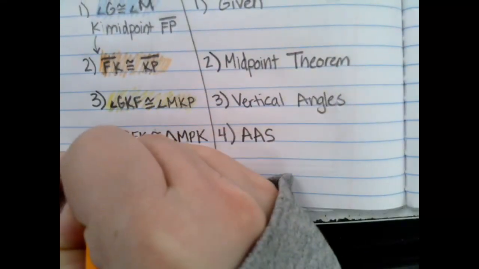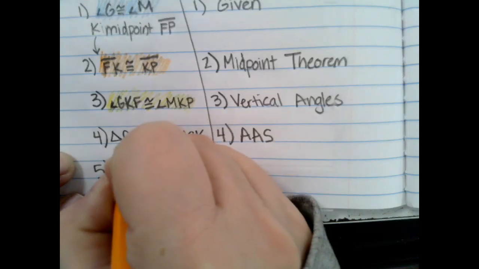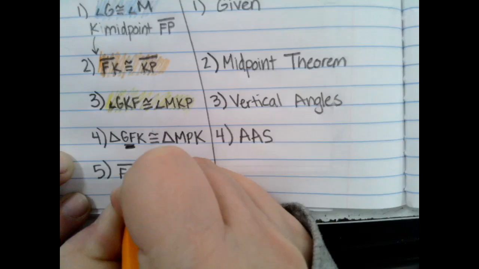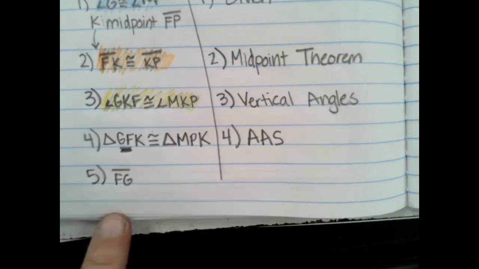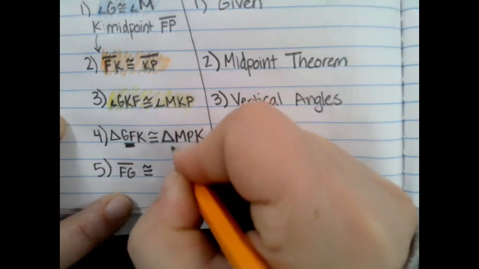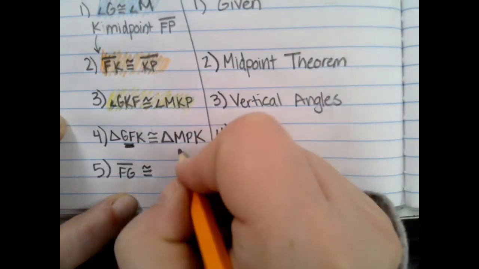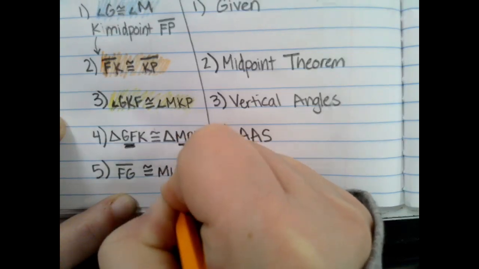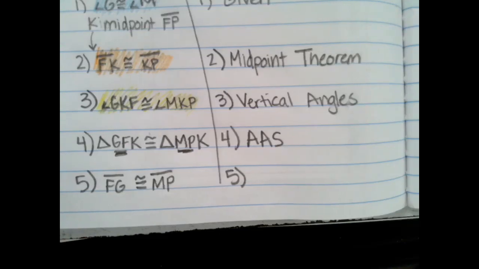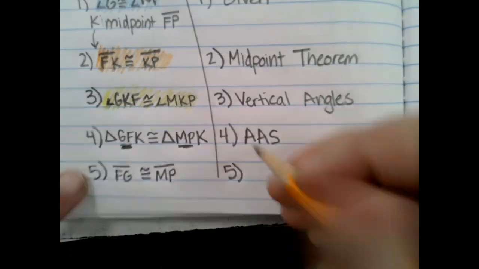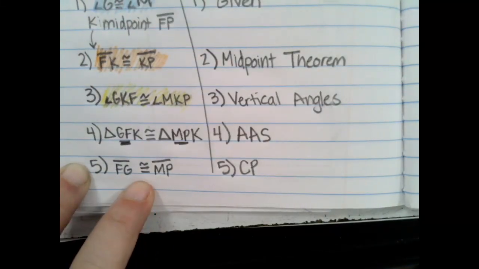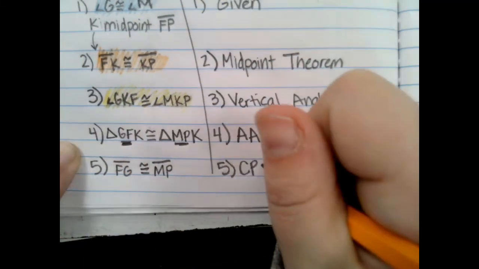So step number 5, when I look at FG, and we're writing it like that because that's what was in the proof, was FG. That's the first 2 letters. What is that going to match with over here? MP. Because we had congruent triangles. So corresponding parts, these are corresponding parts of the congruent triangles are congruent.